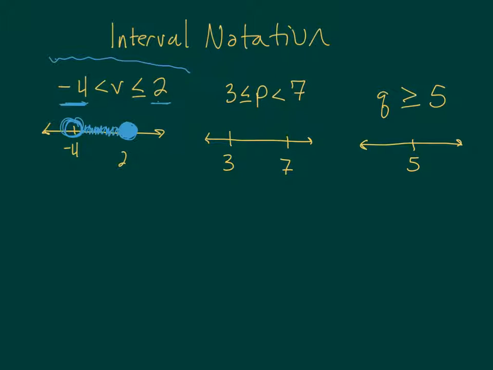But as we do more advanced math, we don't want to be drawing these number lines all the time. So in place of an open circle, we're going to use a round bracket. And then we'll put the endpoint -4 there. That means don't include -4, and then go up to 2, and that'll be a square bracket because we're going to include the 2. So basically this round bracket or parenthesis corresponds to an open circle, and the square bracket corresponds to a closed circle.